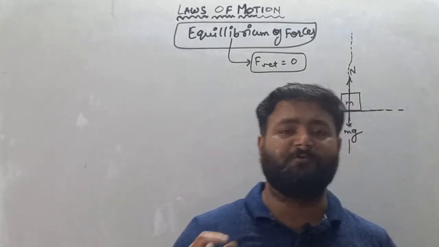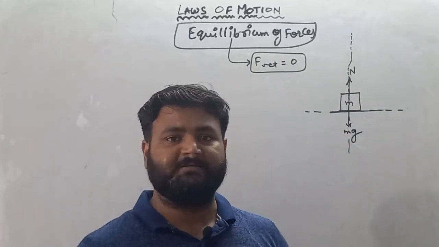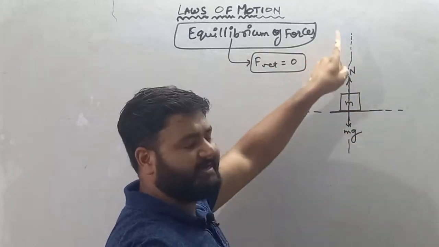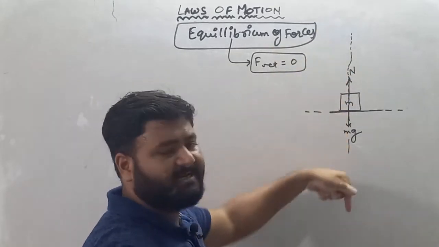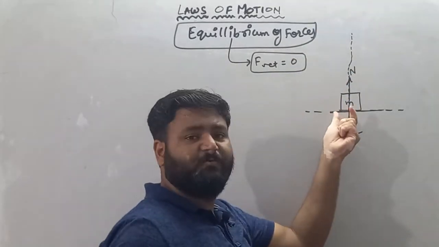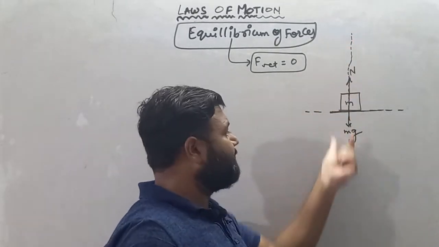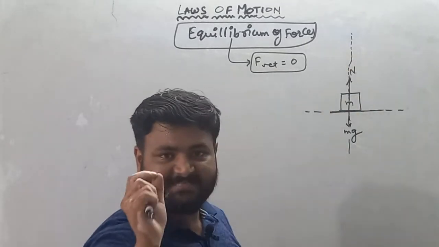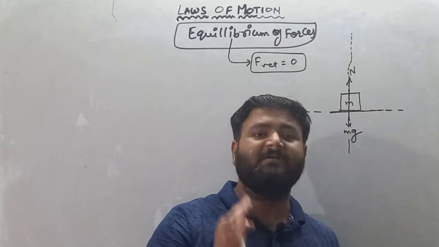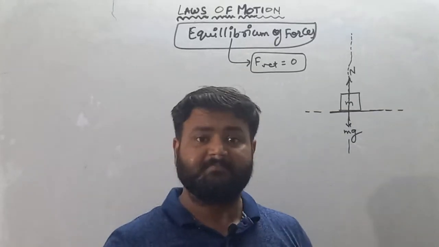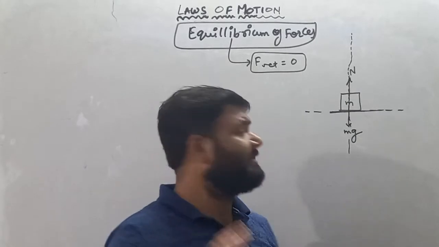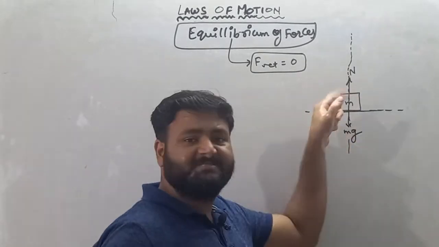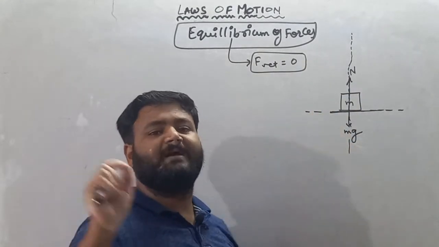The effect of a force is that the body comes into motion. There is a force along the positive y-axis and a force along the negative y-axis. But due to these forces, the body cannot move upward or come down. So we'll say the net force along the vertical axis is zero. Forces are there along the vertical axis, but their effect is zero. So the net force is equal to zero.